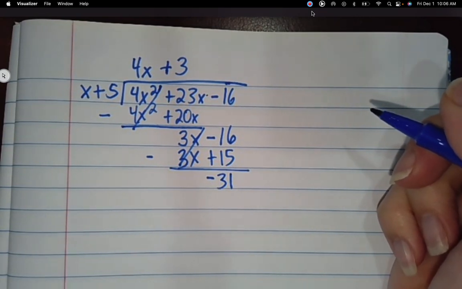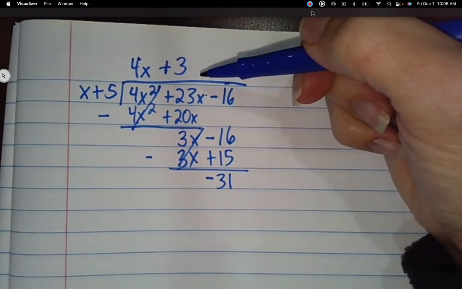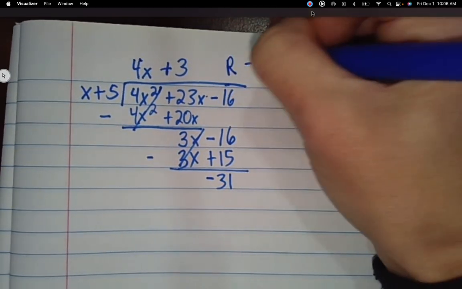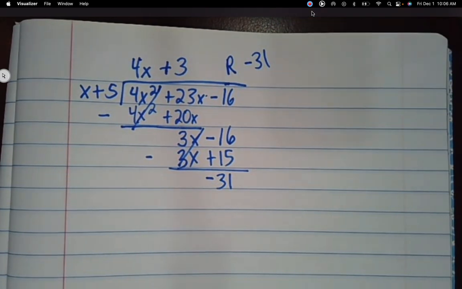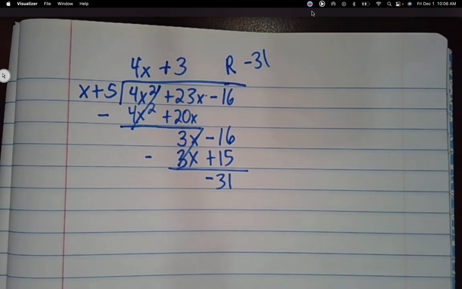So we have our answer. Our answer is 4x plus 3, remainder of what? Negative 31. That's it. And y'all, a hint: your answer is always one smaller than this. See how this was an x squared, so your answer is going to start with an x, okay? And sometimes there is no remainder. If your remainder is 0, it means it's a factor. That's why this is important. Like we can do this instead of factoring and find out the factors. Okay. How was that? That's okay.